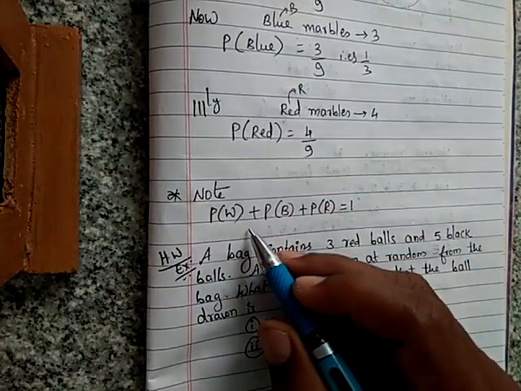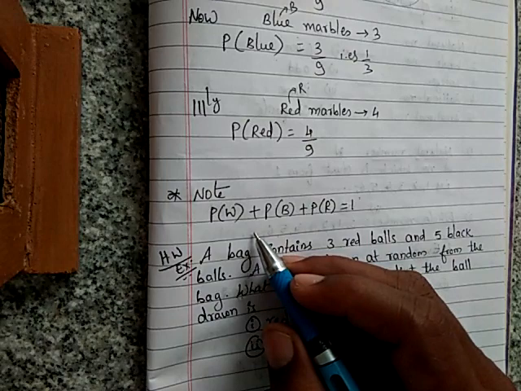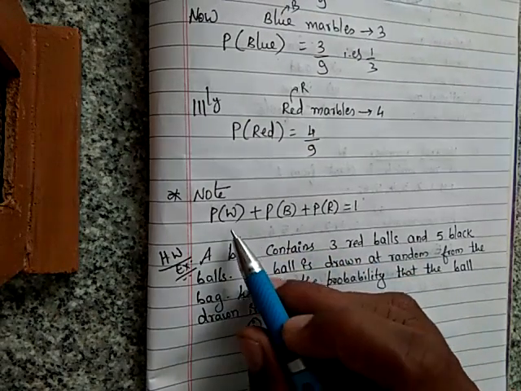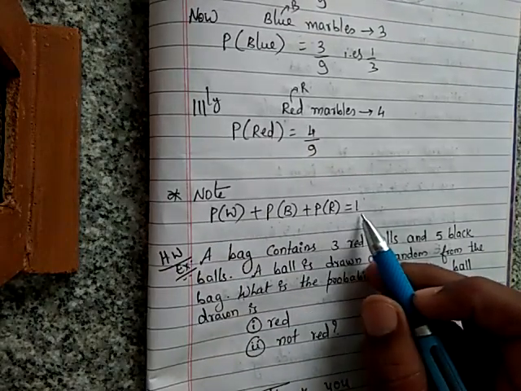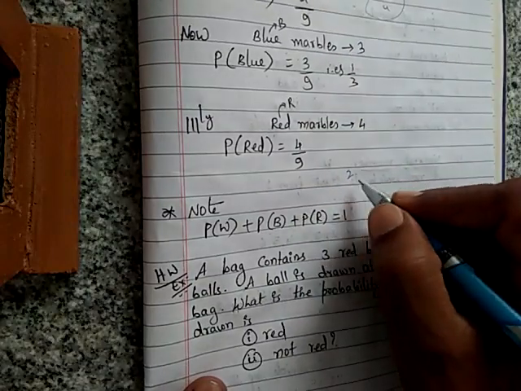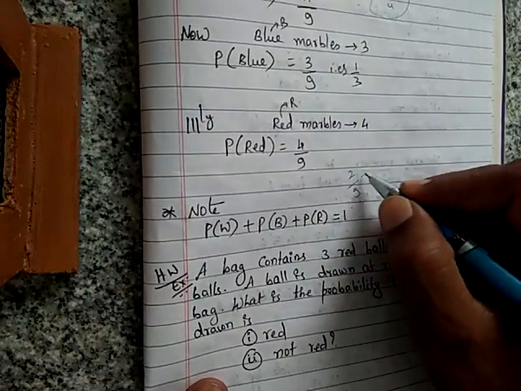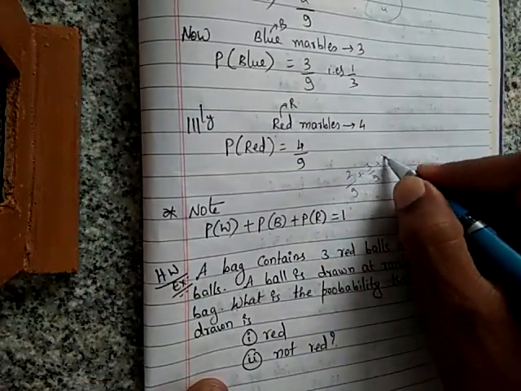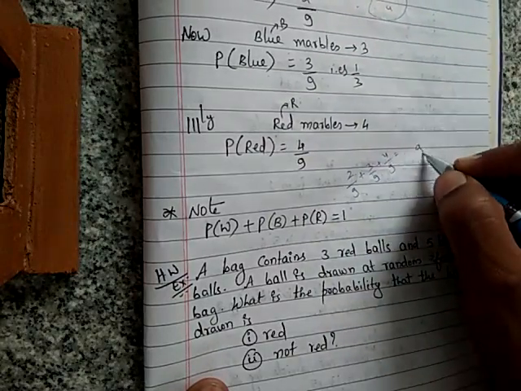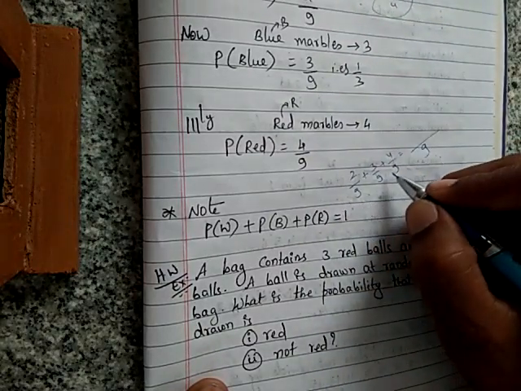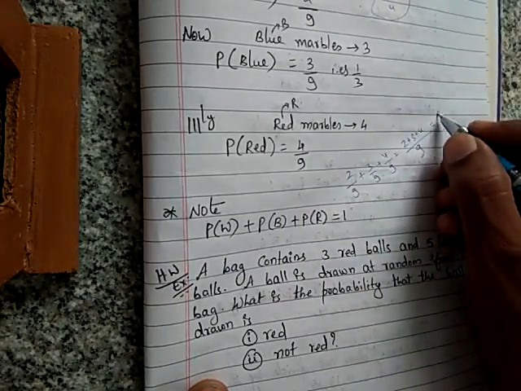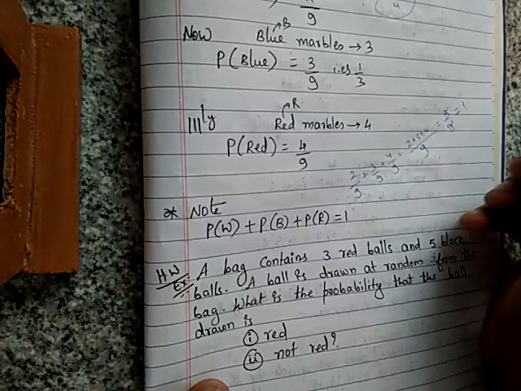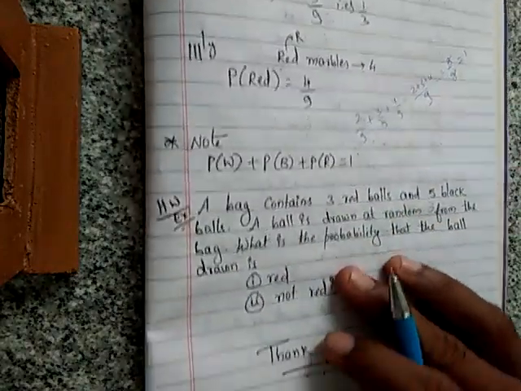Note, you have to remember, I told you that in an experiment the sum of the probabilities of all events will be 1. So the probability of white marble plus the probability of blue marble plus the probability of red marble is equal to 1. How do you get that? First one is 2 by 9, next is 3 by 9, plus 4 by 9. What is the LCM here? 9. Since 9 is present in the denominator of all 3, you can write 2 plus 3 plus 4, that is 9 by 9, which is nothing but 1. So you can verify here also.